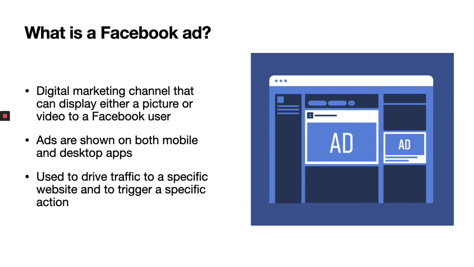So if someone's using it on their laptop or if they're on mobile, they're going to be seeing ads either way. And basically, Facebook ads are used to drive traffic to a specific website, whether you're selling a product or, in your case, looking to find sellers who have homes that they can sell, or to trigger a specific action, right? So like I said, not only to send someone to a different website, but also maybe to collect some valuable information from them or to get them to buy something.